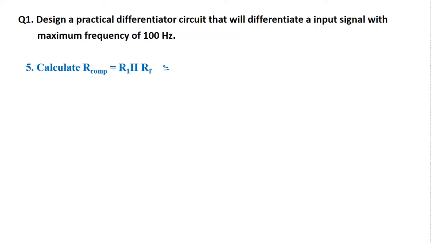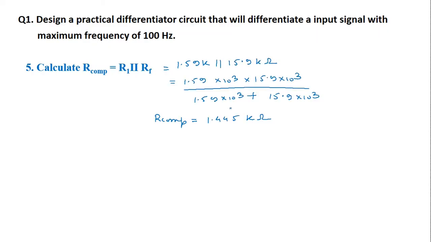Last step is to calculate the R compensation resistance, which is equal to R1 parallel RF. So here we get R1 is equal to 1.59 kilo ohm parallel with 15.9 kilo ohm. So when we solve this, we'll get R compensation resistance equal to 1.445 kilo ohm.